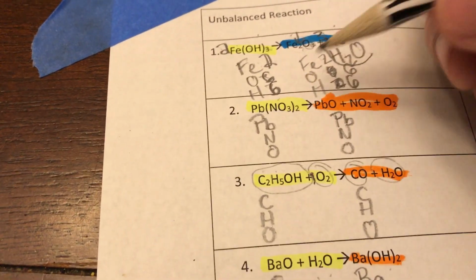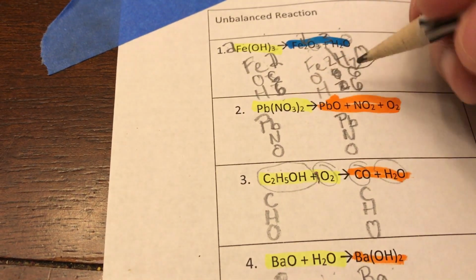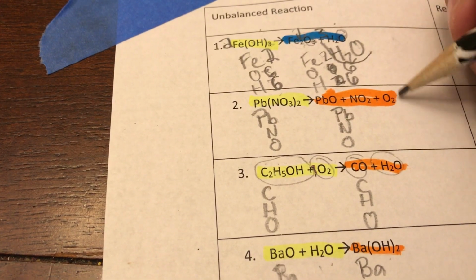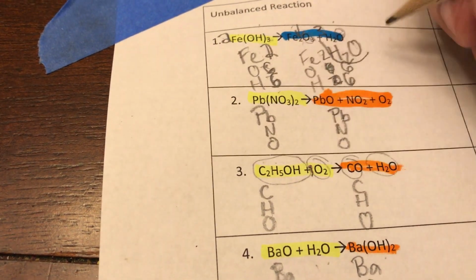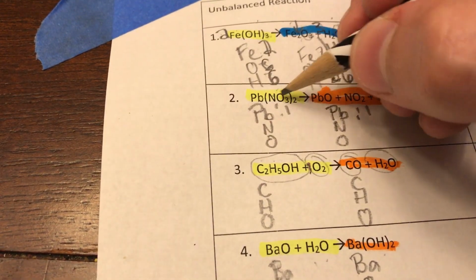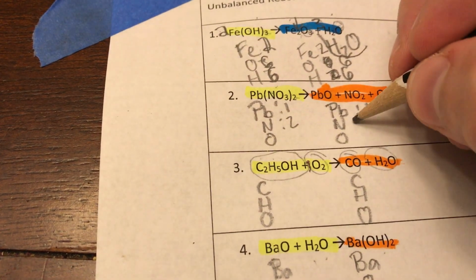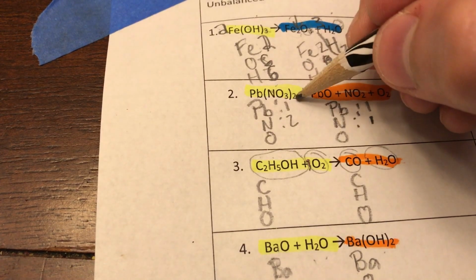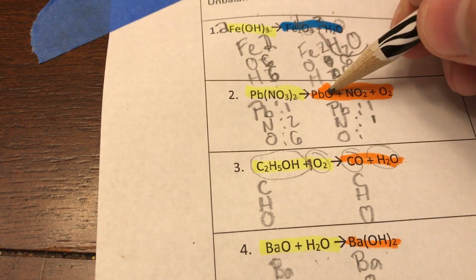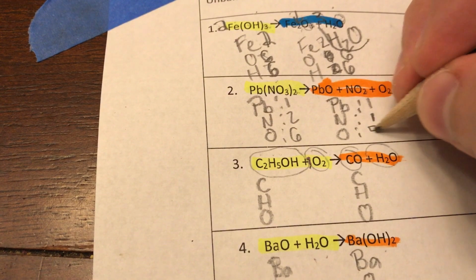Coming over here for this one, we've got lead 2 nitrate going to lead oxide plus nitrous oxide and another oxygen. So the leads are 1. Oh, this is looking nice. We've got 2 N's here. We've got 1 N here. We've got 6 oxygen. We've got 1 plus 2 plus 2 oxygen, that's 5.